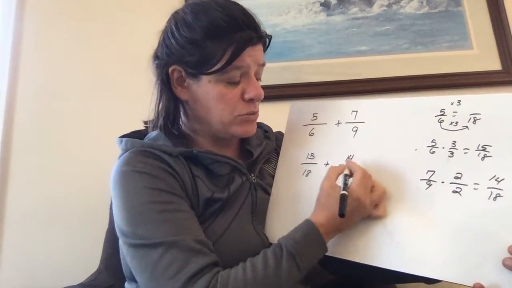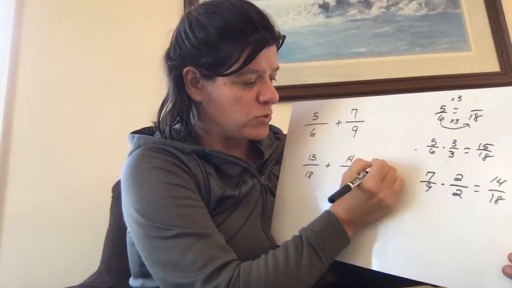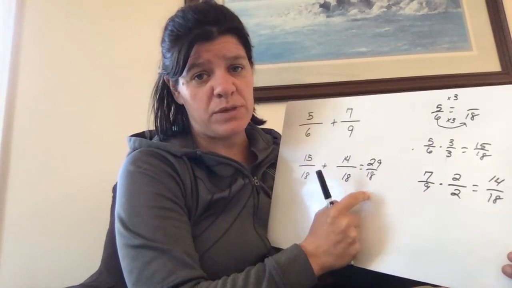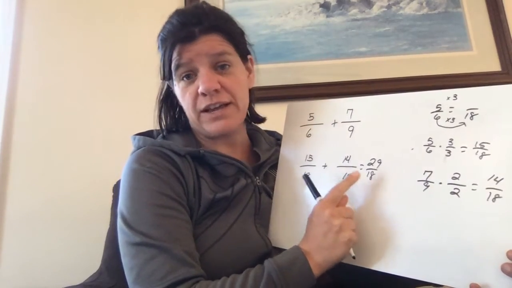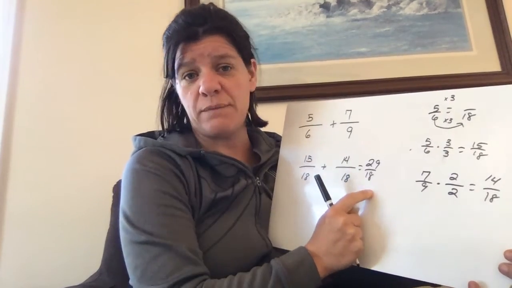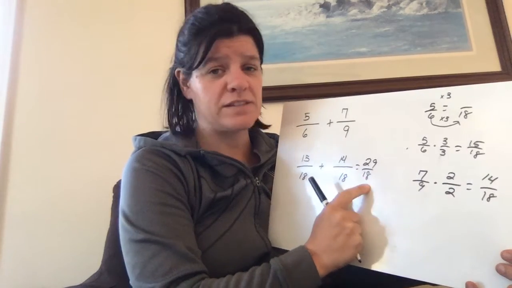And then I add my numerators because I'm looking for how many 18ths I have. I have 29/18. And you may leave your fractions as improper fractions. That is fine. Actually, lots of times in algebra, it is much more helpful to leave them as improper fractions. So do not feel like you need to change it to a mixed number. This is a lovely answer.